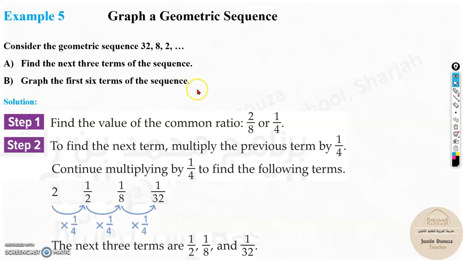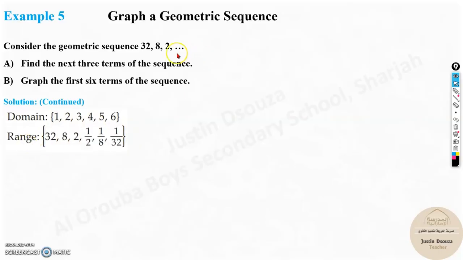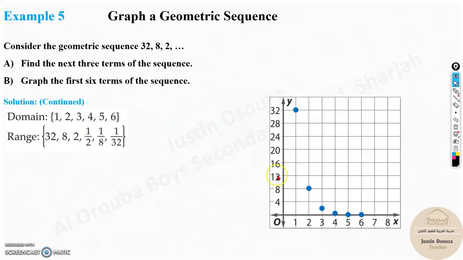So we need to graph all the six terms. Now, same thing, the domain is always the natural numbers. It starts with 1, and there are six terms, so 1 to 6. The range is 32, 8, 2, and the three numbers we just found. It's very easy to graph. Take an appropriate scale and graph.